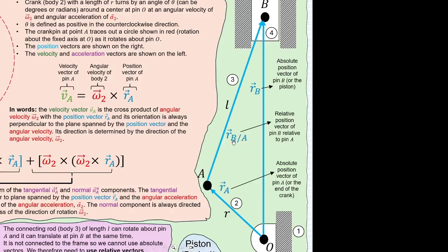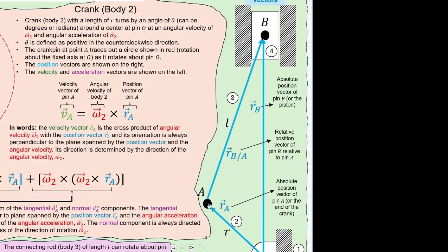We then have the relative position vector. In this case, we have RB relative to A. This is the relative position vector of pin B relative to pin A, and is usually drawn in the direction going with this convention from A to B.